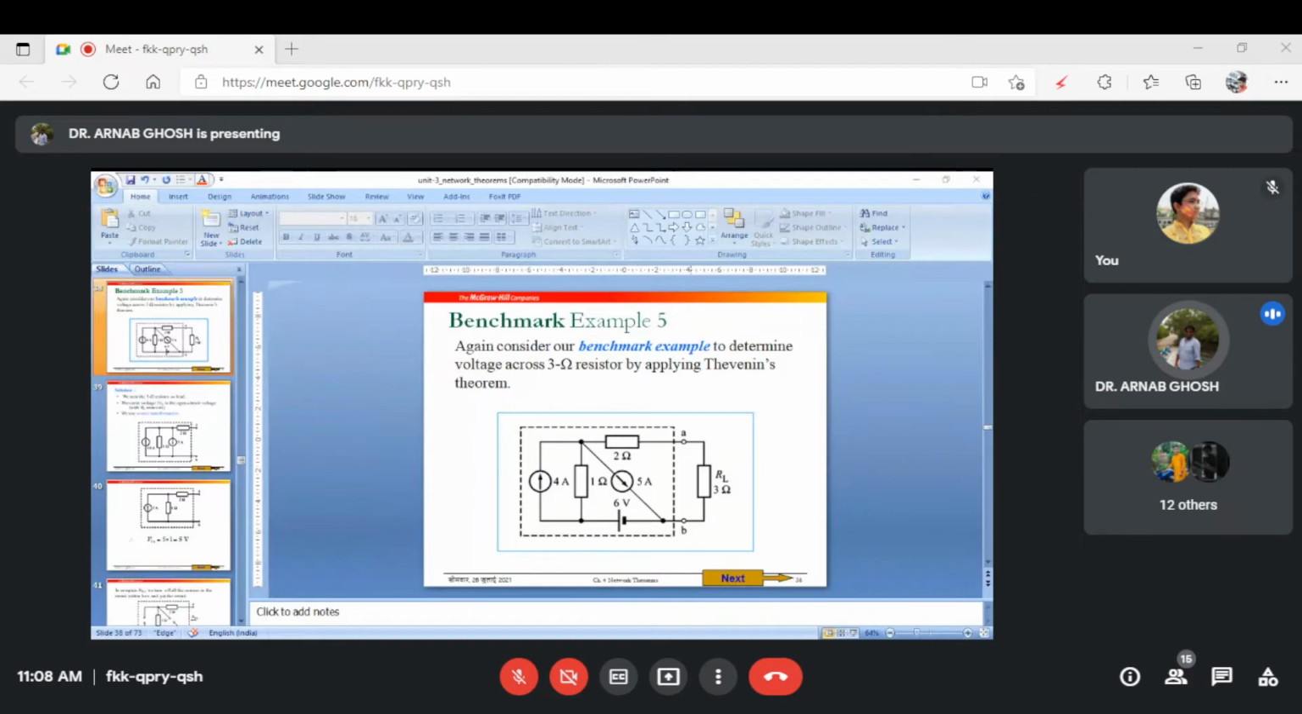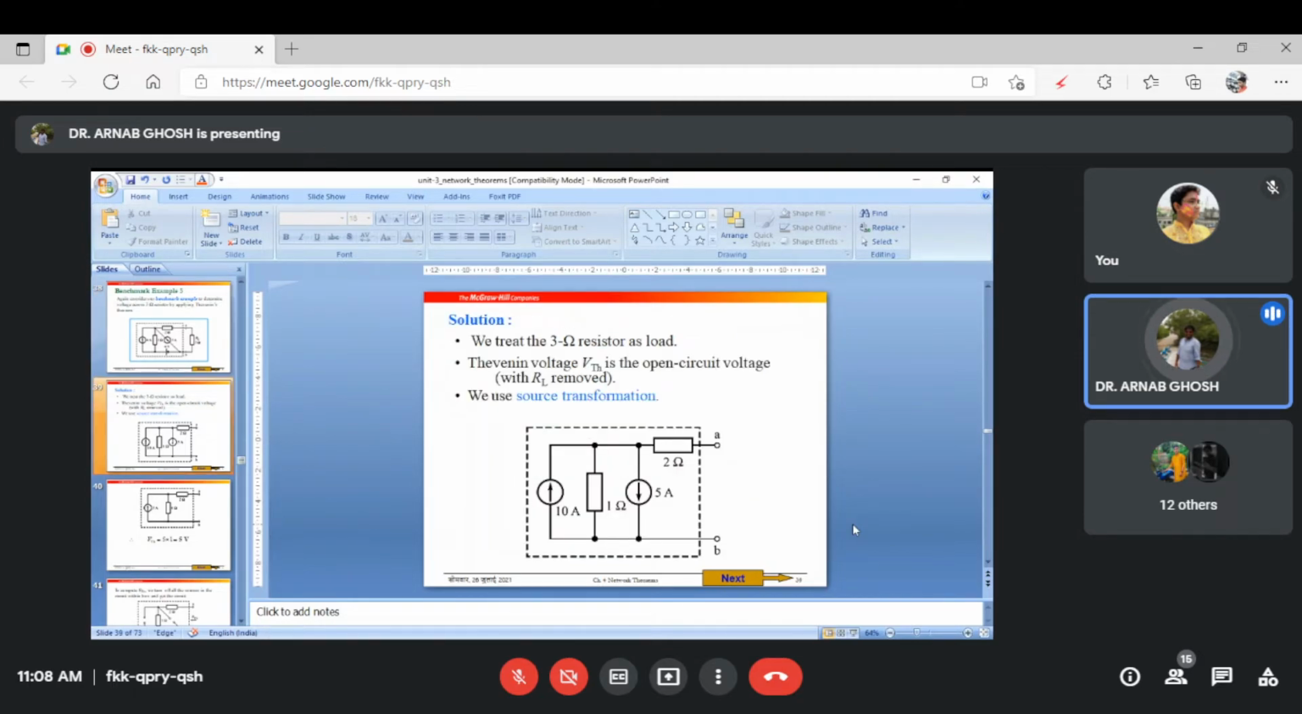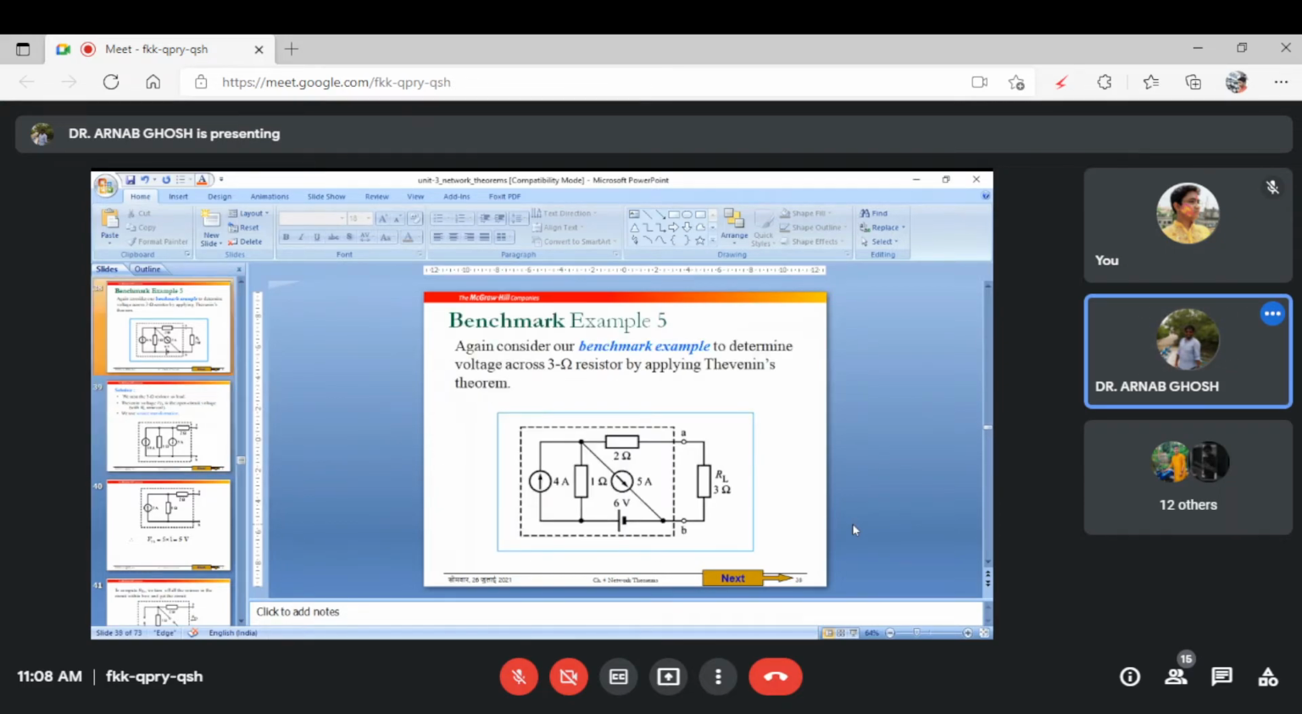Okay, I will just show you this. Not an issue. It's not a problem. So first thing, we will be treating this 3 ohm resistance as the load resistance. So we have to calculate the Thevenin's voltage. What we are doing first is source transformation, right? You remember what we did, 6 volt and 1 ohm. Just consider this branch, 6 volt and 1 ohm.